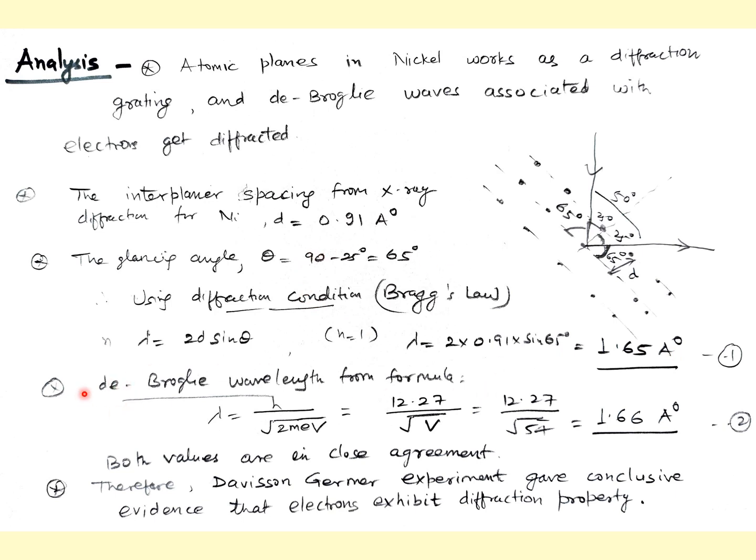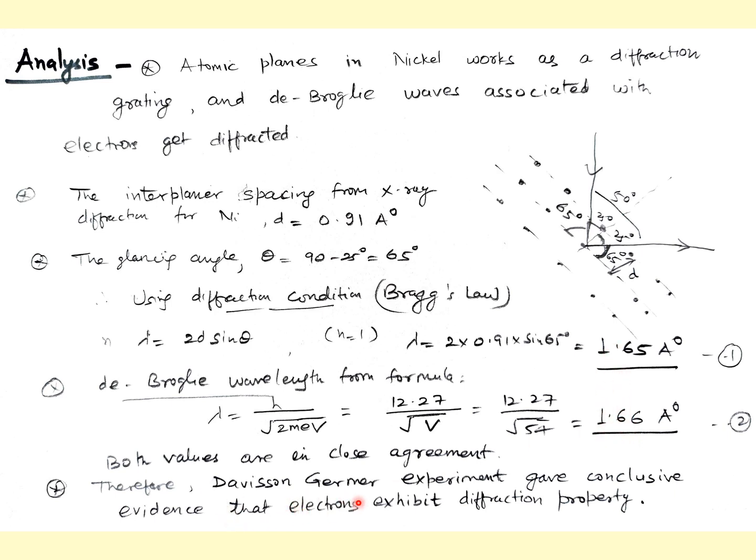And they used the de Broglie wavelength using the formula lambda equal to h by p, or p equal to under root 2mE, and E is in electron volts because it was maximum for 54 volts, so they use here 12.27 divided by under root V, and it comes around 1.66 angstrom. So these both values are matching. This is using the diffraction equation, and this is using the de Broglie matter wave wavelength. So these both are matching.